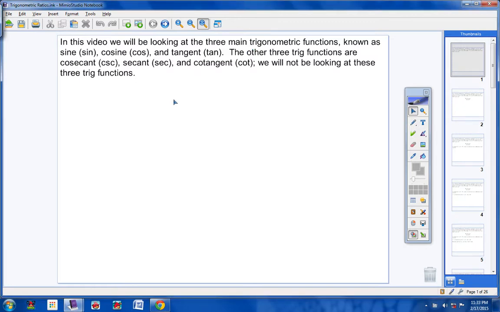Geometry students, in this video we will be looking at the three main trigonometric functions known as sine, cosine, and tangent. Now, the other three trig functions are cosecant, secant, and cotangent. We will not be looking at these three trig functions, okay? Those three trig functions, cosecant, secant, and cotangent, will be studied more in depth in trigonometry in Math 4 or pre-calculus, depending on what you take your senior year.